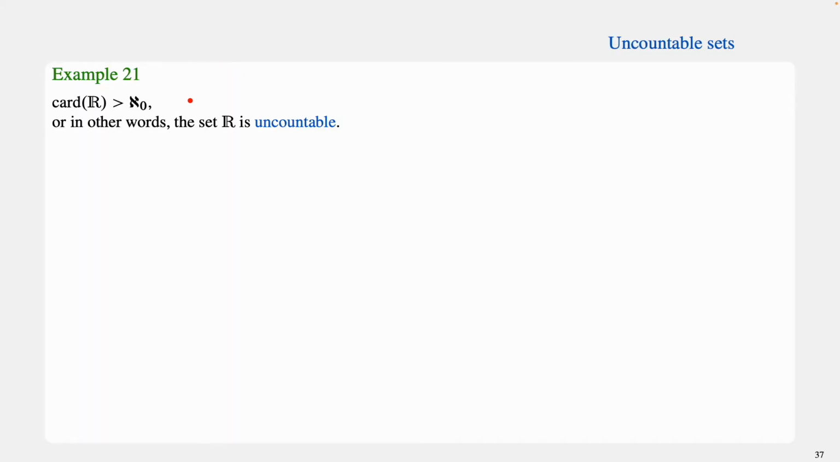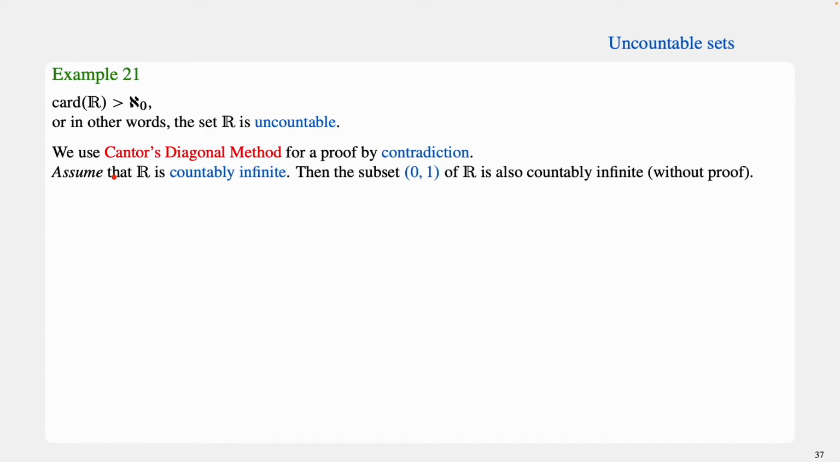In the next example, we will show that the cardinality of the real numbers is strictly greater than the cardinality of the natural numbers, which means that the real numbers are an uncountable set. The proof uses a trick known as Cantor's diagonal method, and we do a proof by contradiction. So we assume that the real numbers are countably infinite. We already know they are infinite, so we assume they are countably infinite now. And then the open interval from 0 to 1 in the real numbers is also countably infinite. We use this fact without a proof.